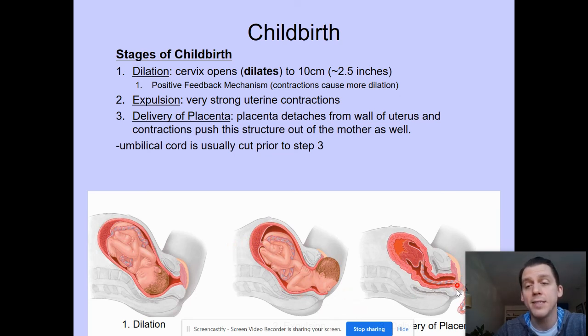The umbilical cord gets cut, and then the placenta gets delivered after the baby is delivered. And that, in brief, is the process of fertilization and childbirth.